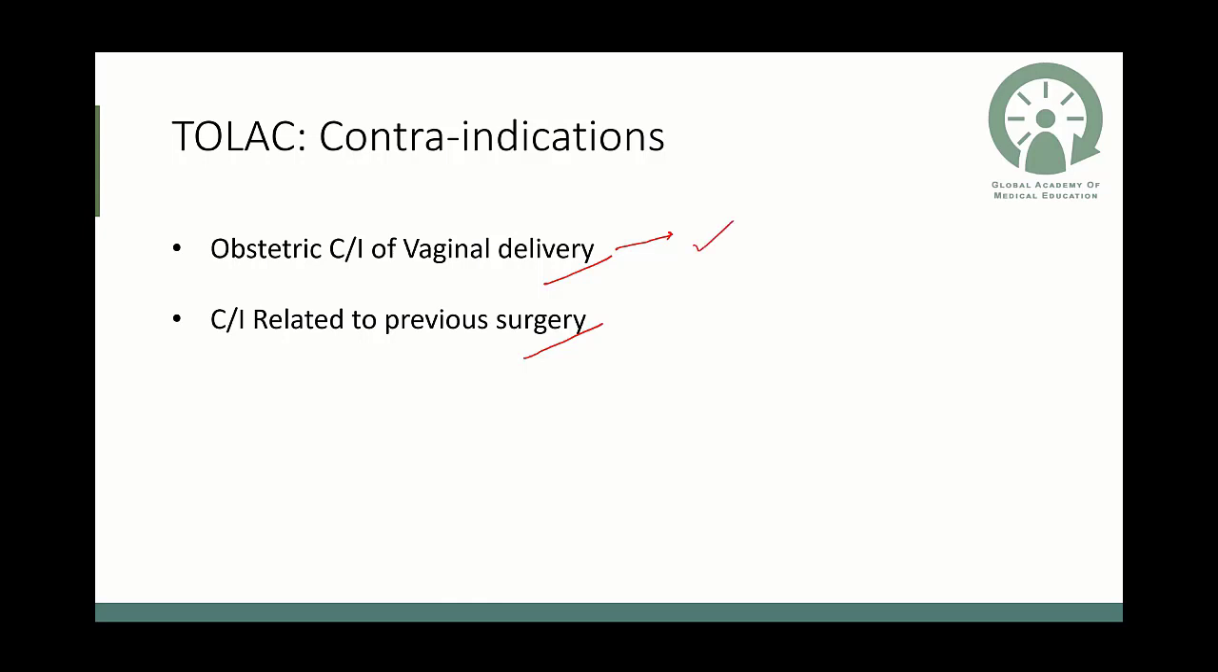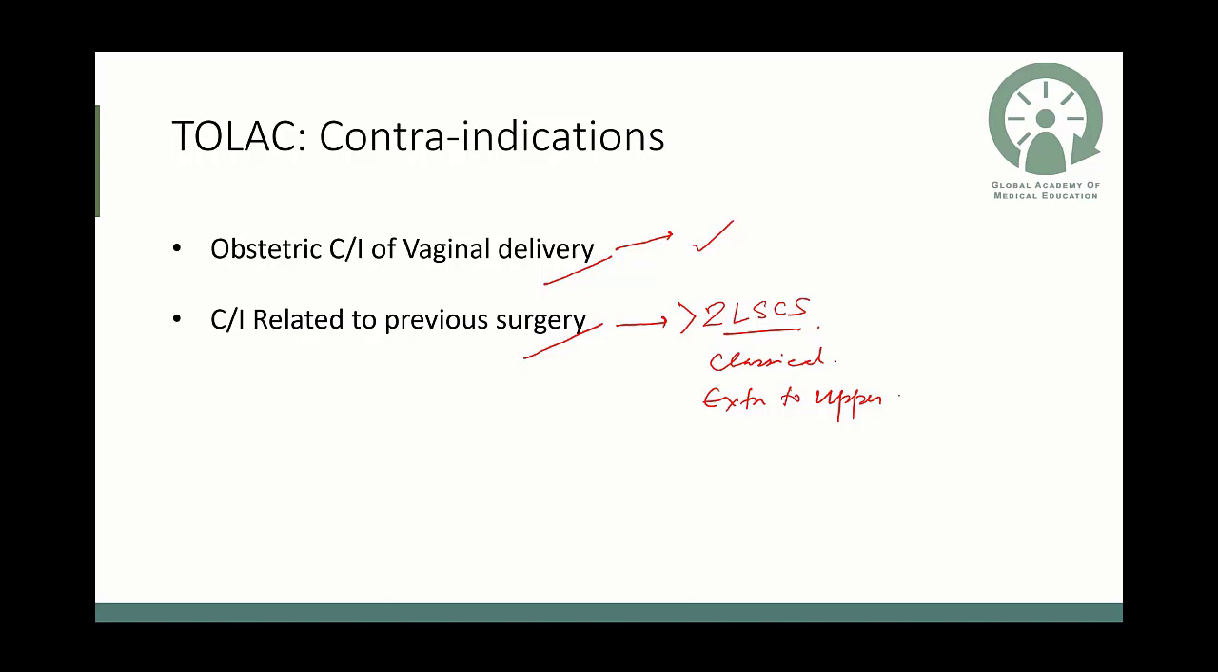There is one more important contraindication of TOLAC which I want to discuss here, which is related to the previous surgery. If she has undergone 2 LSCs, we generally do not allow her to undergo a TOLAC, but it is not per se contraindicated. More than 2 is definitely contraindicated. With 2, none of us will allow, but textbooks say it can be allowed. It is contraindicated if she has undergone classical cesarean, or there was angle extension to the upper segment.